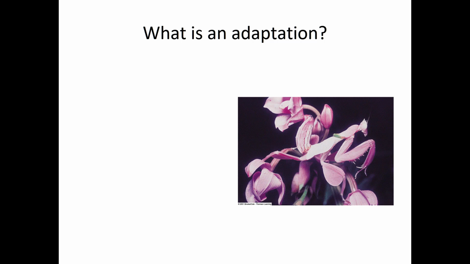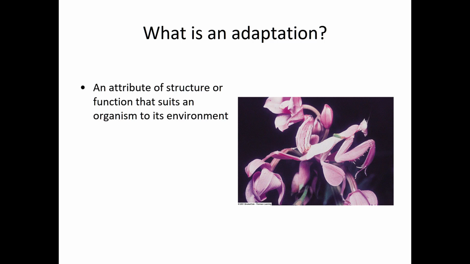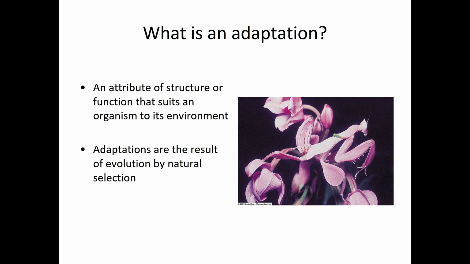So here we have a praying mantis that looks a lot like the flower that it's hidden in. That praying mantis has a suite of adaptations that allow it to be a successful predator. One of those adaptations, of course, is the color adaptation. Adaptations are always going to be the result of evolution by natural selection. I could go on, as you know, throughout a whole semester about the process of evolution by natural selection, but I'm just going to assume that you remember how the process works.